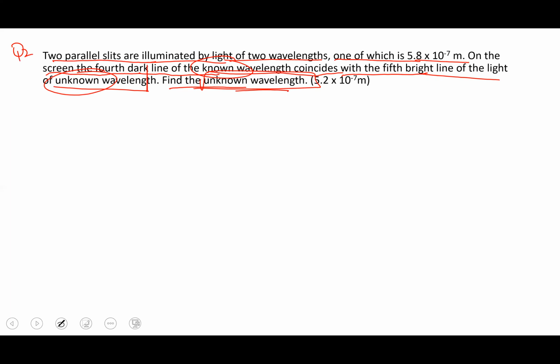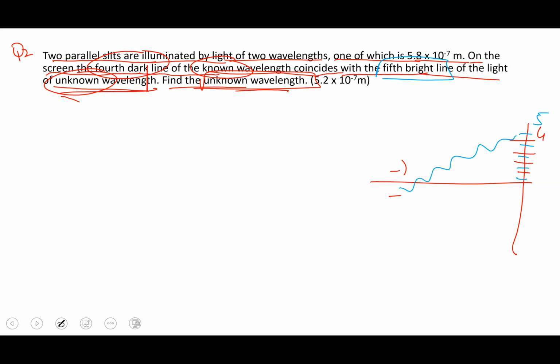Now we have the situation over here. Here's the screen, here are two slits, here's the center part. Now in this case, we assume the fourth dark fringe, 1, 2, 3, and fourth, of one light, which is of a known wavelength. That means let us represent the red line as the unknown wavelength, which is coming from here. And the fifth bright fringe of the light of the unknown wavelength we have to figure out, 1, 2, 3, 4, and 5. Now, these are the two cases which we have, and we want to find out the wavelength of the blue light which is coming from here.